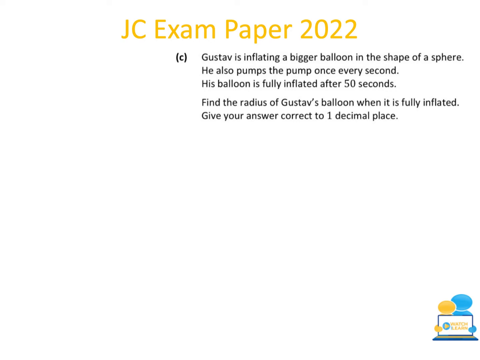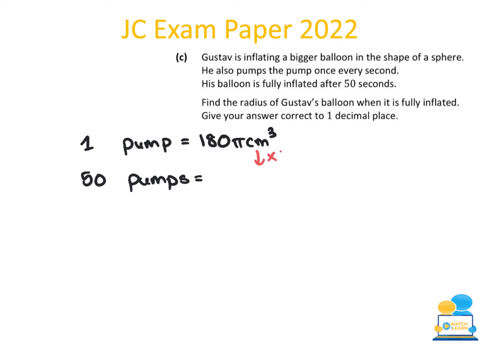So firstly, I know that 1 pump of the cylinder will give you 180 pi centimeters cubed. He does 50 pumps. So to find out the volume of 50 pumps, I'm going to multiply this by 50. And that gives me 9,000 pi centimeters cubed. So that is the volume of this balloon that Gustav is inflating.